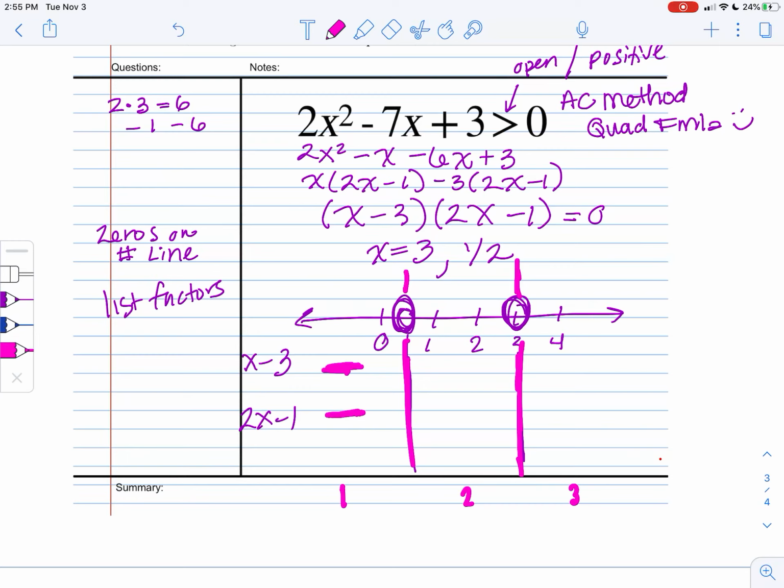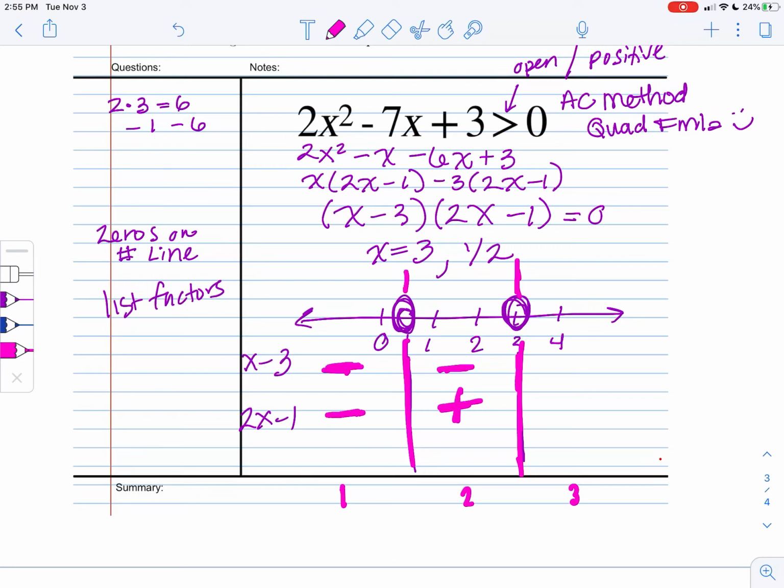All right, section 2, I'm going to pick a number between 1/2 and 3. Let's pick 1 or 2. You choose. I'm going to choose 1. 1 minus 3 is negative. 2 times 1 is 2. Minus 1 is positive 1, so I'm going to get positive here.